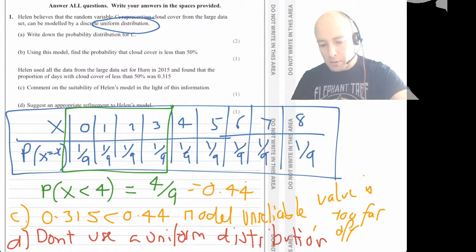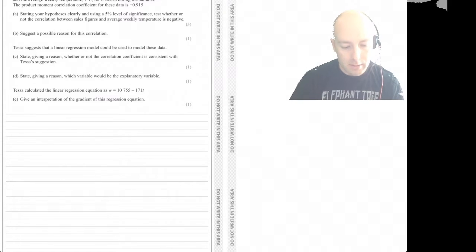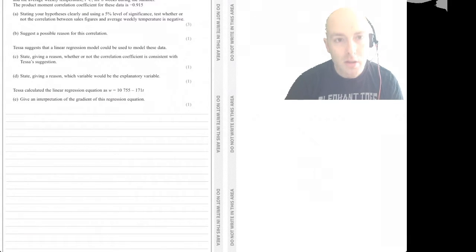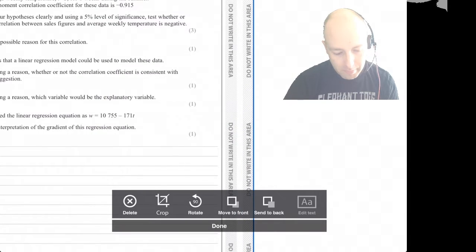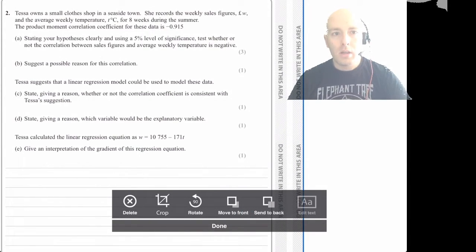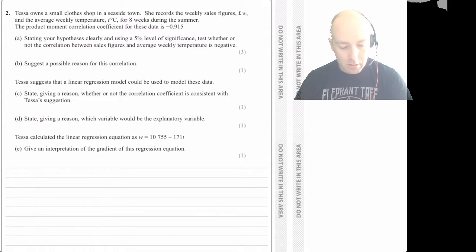All right, on to question 2. So question 2, when it loads, this one's a little bit smaller, I'll make it a bit bigger. So we've got a product moment correlation coefficient question, which then turns into a linear regression model and basically interpreting the linear regression. So this is all stuff we've been doing this week.